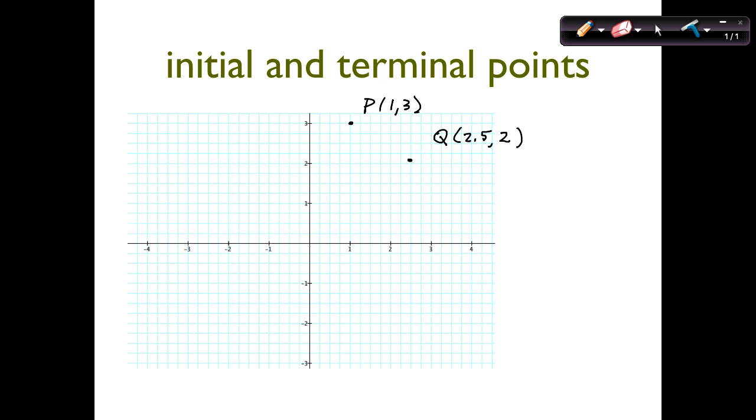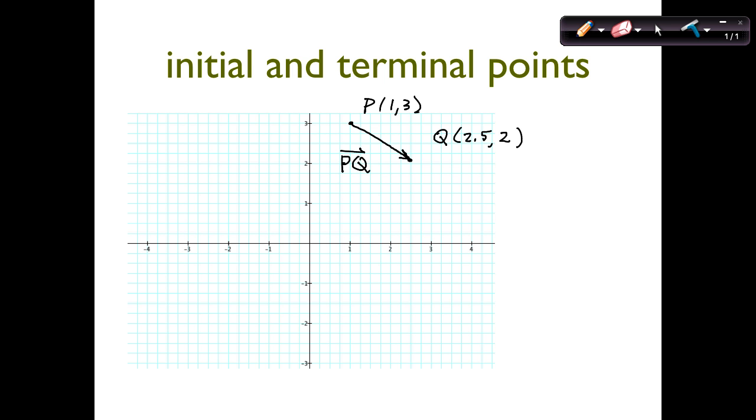So do you see that any two points in the plane will uniquely determine how many vectors? How many vectors could I get out of those two points? Two, right? So I could have the tail be at P and the tip at Q. That's the best vector I've drawn all day. And you can write it this way, PQ with an arrow over it, meaning the tail is at P and the tip is at Q.